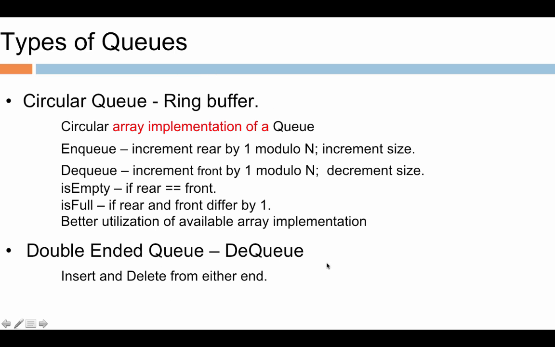There is another queue which is called the double-ended queue. We will come to this queue a little while later. A double-ended queue is otherwise called a D queue or a deck. You insert and delete from either end.